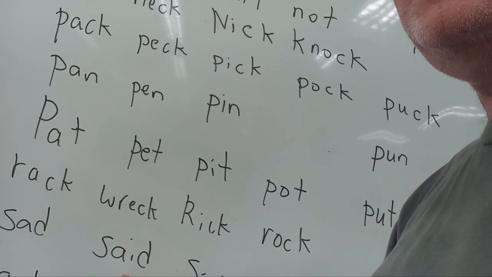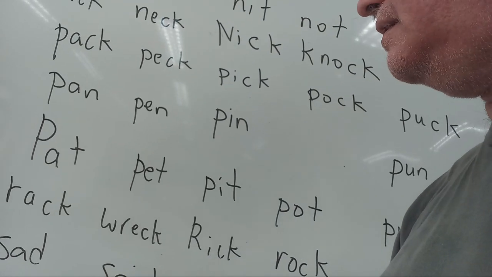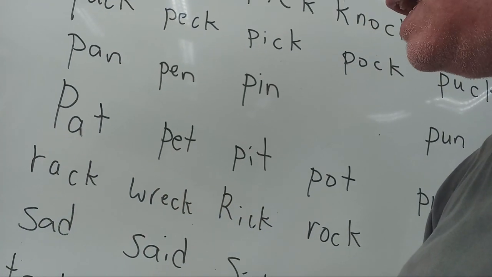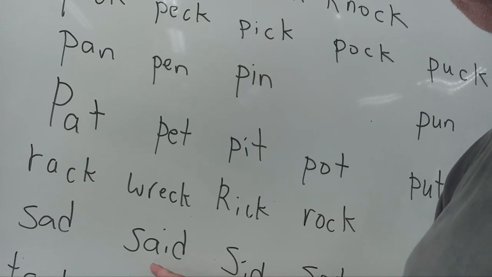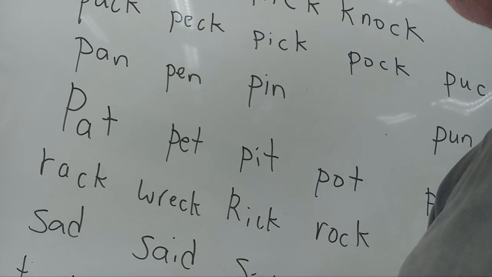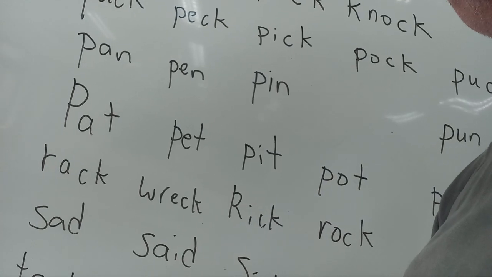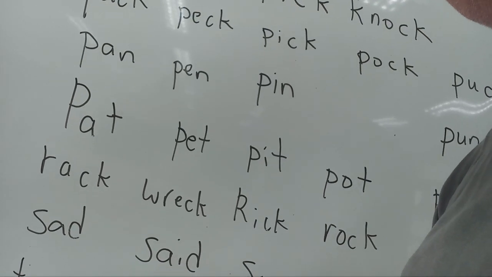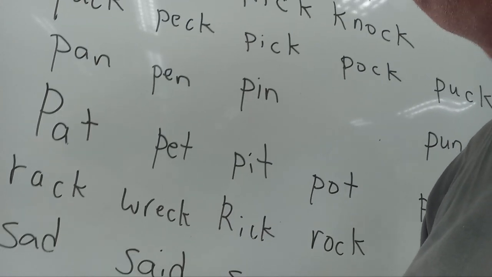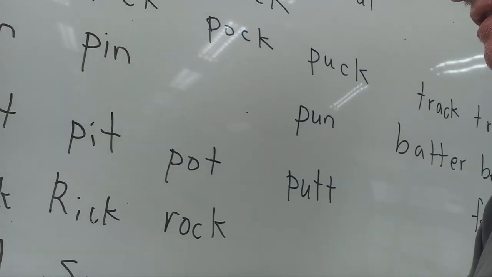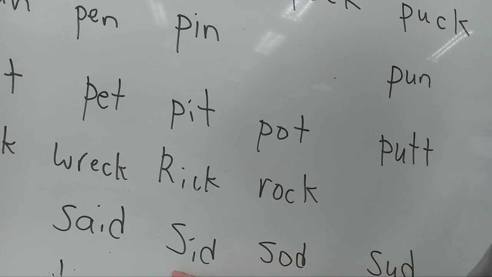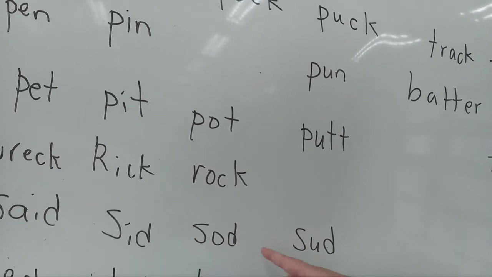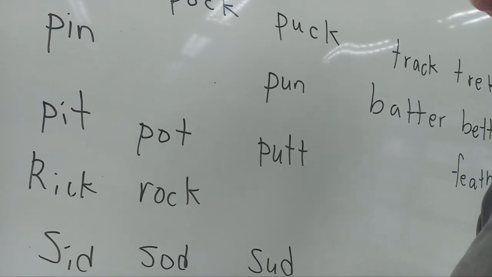Sad. Okay, here. Listen to here. This is pet. This is sad. Believe it or not, this is a short E sound. I know I had a teacher here in Taiwan. She thought sad was pronounced say. It is not. It is pronounced sad. Sid. Sid is a name like Sydney. Sad. What's not sad? Sod. And sud. Okay.